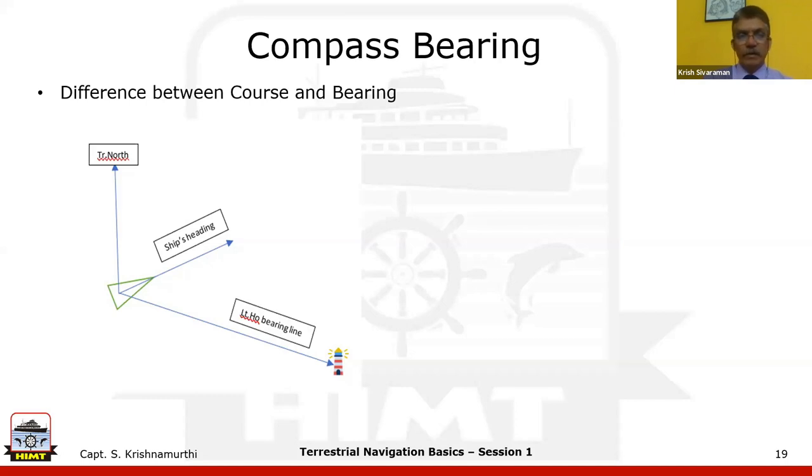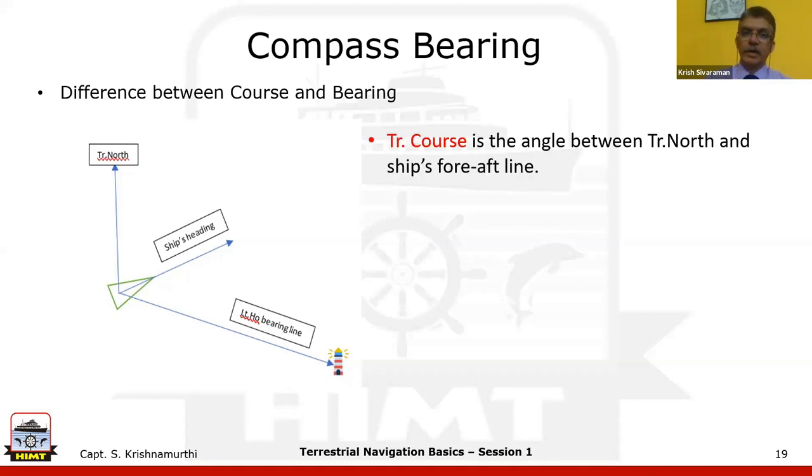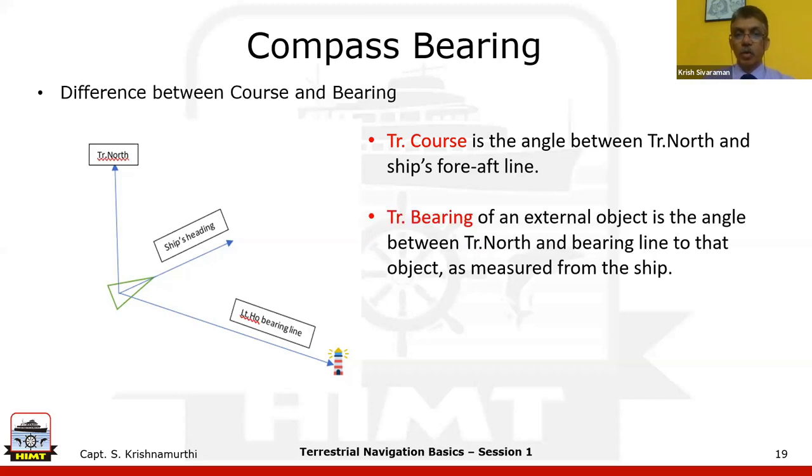So from the ship, if you take the bearing of an external object, the true course is the angle between true north and the ship's fore and aft line. We all know that. Measured clockwise in 360 degree, three figure notation. But true bearing of an external object, it's always an external object, is the angle between true north and the line of bearing to that particular object as measured from the ship. Okay?